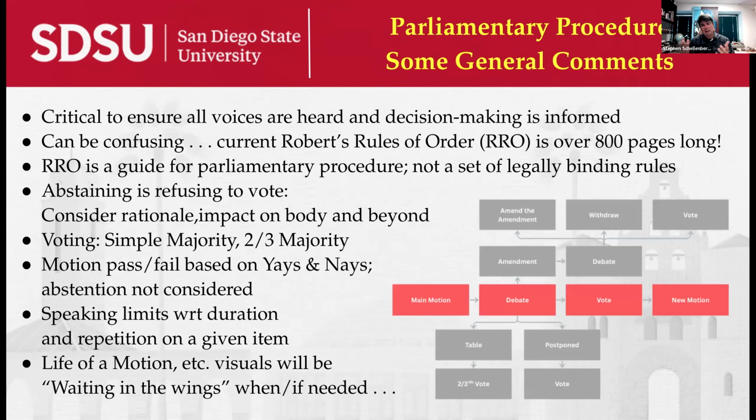Parliamentary procedure, real quick. If Nora was here, I'd pass it off to her. But this is essentially a process to make sure that all voices are heard and that ideally decision-making is informed. It can be confusing. Robert's Rules is like 800 pages long, right? It's basically a guide. It's not a set of legally binding rules. We have a parliamentarian who will help guide us when we lose our way in terms of how things should be working as we move through.